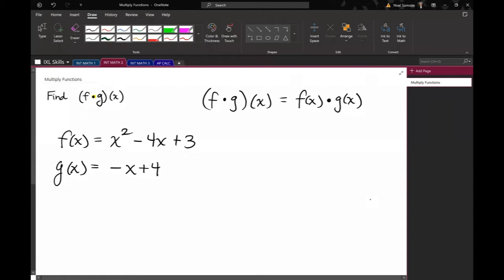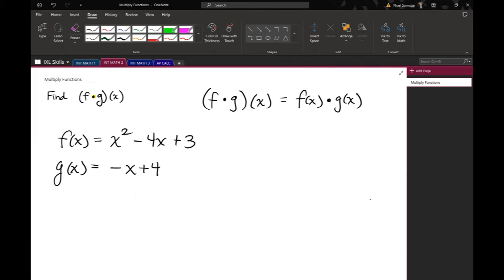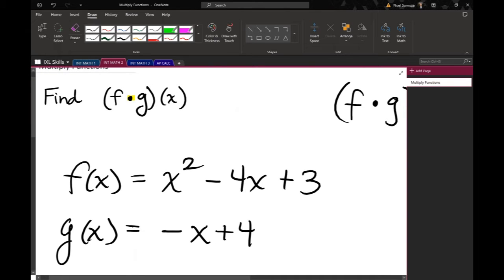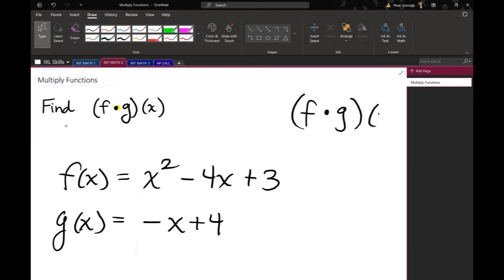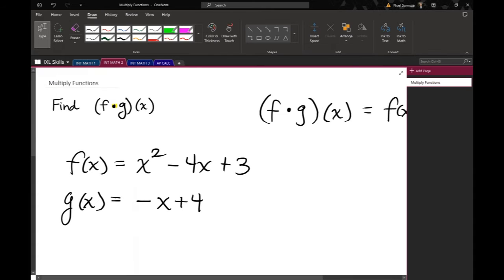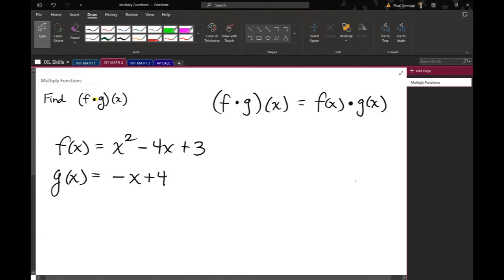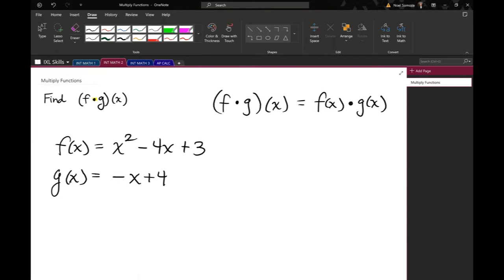All right, here's another similar example where we're being asked to multiply functions. We have f and g. Once again, pay attention to the closed dot, the closed dot that represents product. So we have a couple of different polynomials. We have a trinomial for f of x, and then a binomial for g of x. So very similar process. The only difference is that we have slightly larger polynomials.